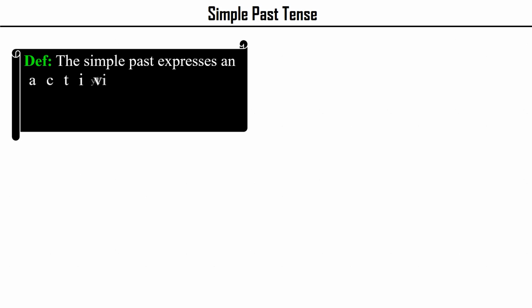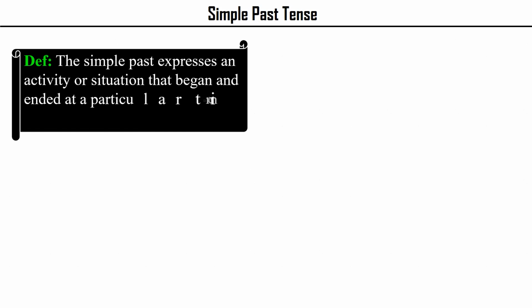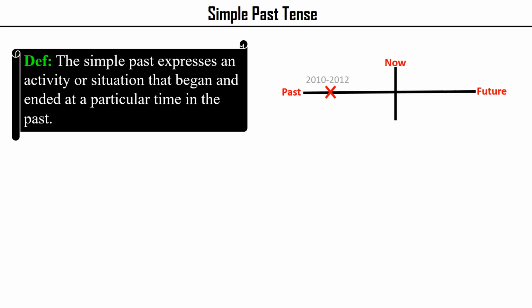The simple past tense expresses an activity or situation that began and ended at a particular time in the past. All things happen in the past. All things started and ended at a particular time in the past. Okay, the action started in 2010 and ended in 2012, or the action ended in the recent past: yesterday, last week, last month, etc. Okay, let's look at some examples.